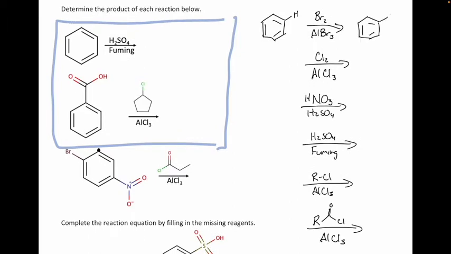With the Br2, that puts a bromine on there. The chlorine gas puts a Cl on there. Does anybody remember what the nitric acid puts on there? NO2. This SO3H is fuming sulfuric acid. And then these other 2 have a special name, Friedel-Crafts reactions. They stick an R group on there, or an acyl group, basically a carbonyl carbon.